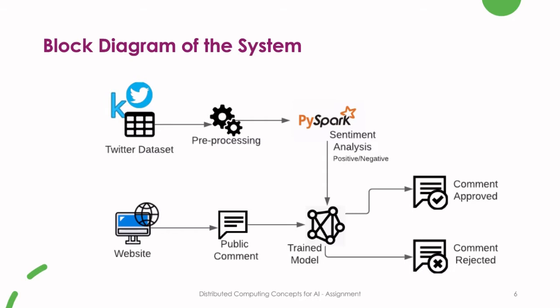If the user's comment is negative, it will be removed from the system. It is not accepted. So the comments are going through this trained model, and it will be approved or rejected. So this is the system. Here I have used PySpark for sentiment analysis.